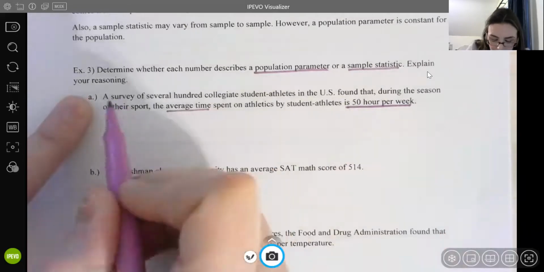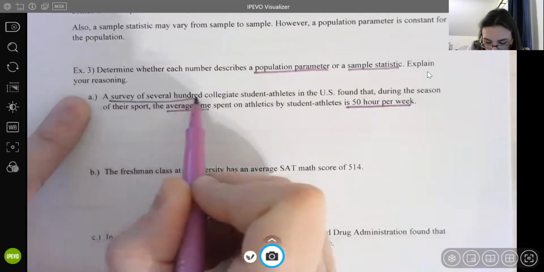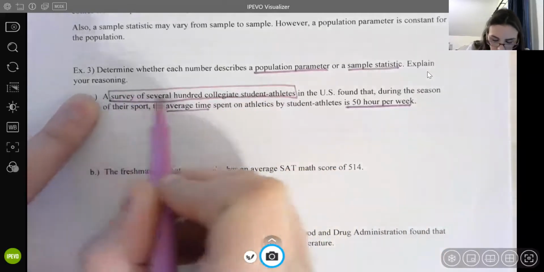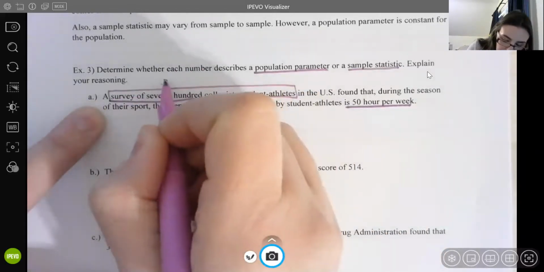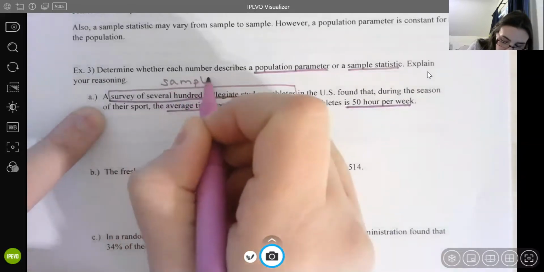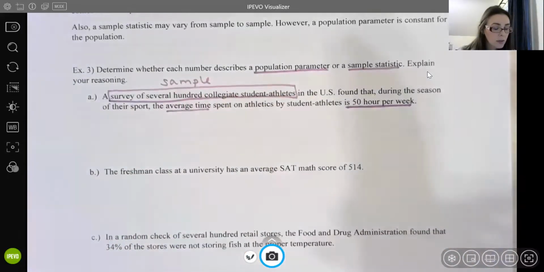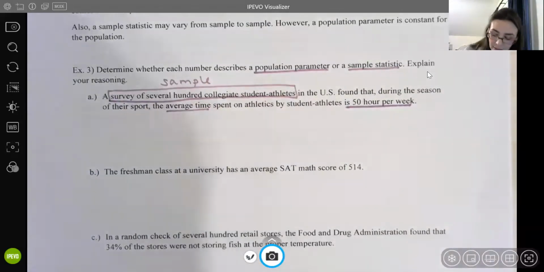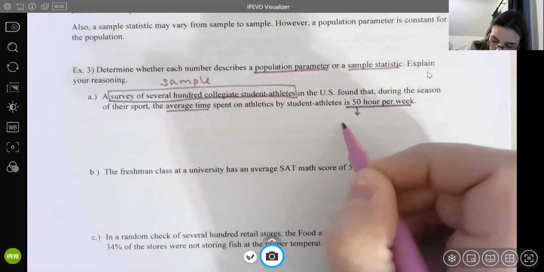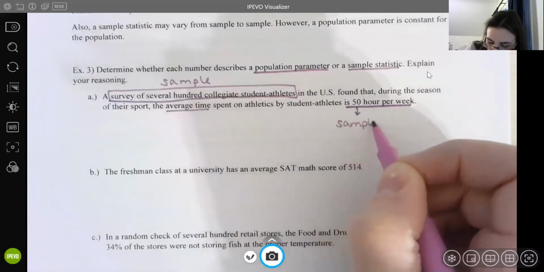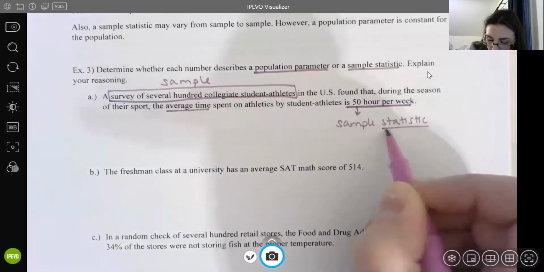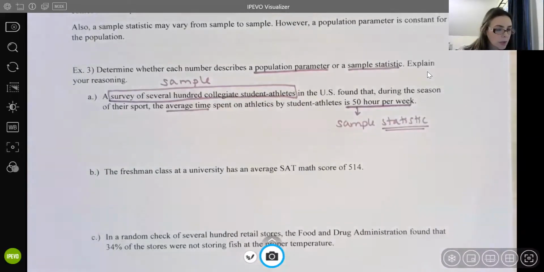Well, notice how it says a survey of several hundred collegiate student athletes. If we're surveying several hundred collegiate student athletes, this is a sample. We're not surveying all student athletes, we're just surveying some student athletes. So this is a sample, then this is a sample statistic. And usually you actually only need the word statistic. We're kind of using that word sample just to drive it home a little bit further.